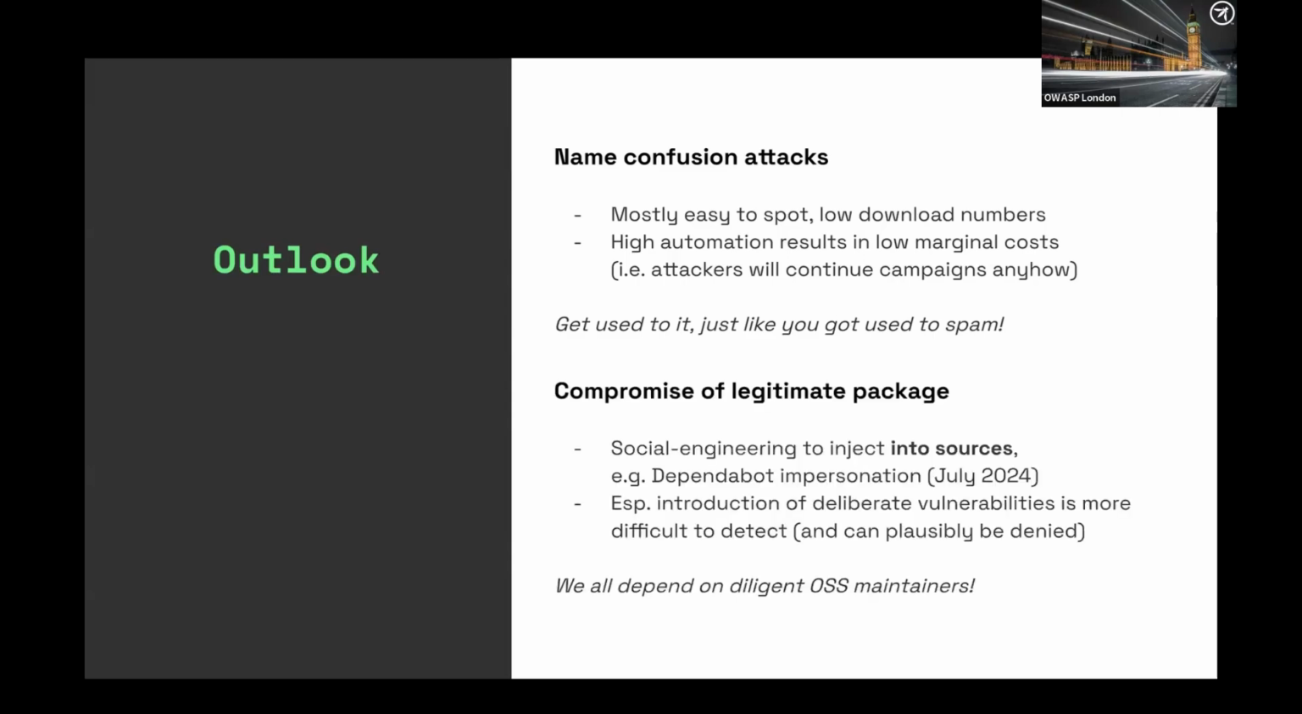The other thing is, if I may make a prediction, what we see going forward is more compromise of legitimate packages. So where people try to socially engineer themselves into the source code, into the repository, and inject malicious code into the sources. One technique that could be useful in this context is this kind of impersonation of users, like this Dependabot impersonation you have seen. In TJ Actions, they impersonated Renovate, another bot, and people just looking at the names may think they come from these legit bots.